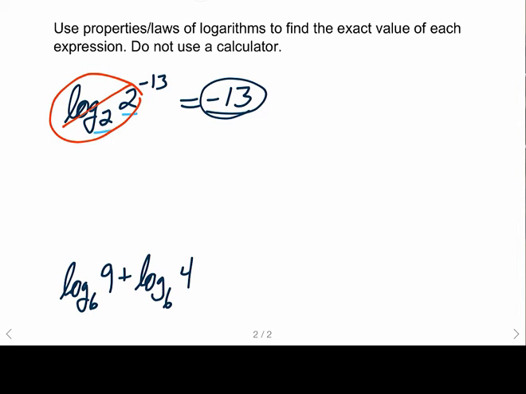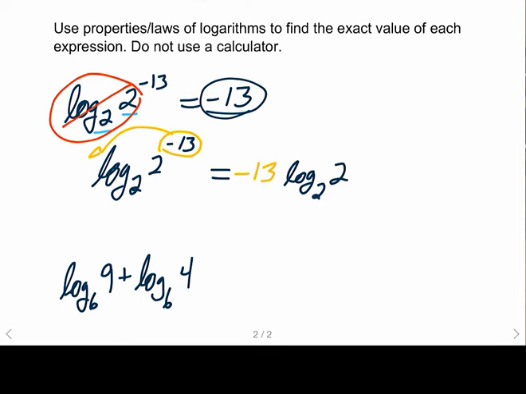The other way we could look at this is to bring the exponent, negative 13, out front. And now we have negative 13 times the log base 2 of 2. The log base 2 of 2 is 1. So negative 13 times 1 gives us negative 13. Either way, we get the answer of negative 13.